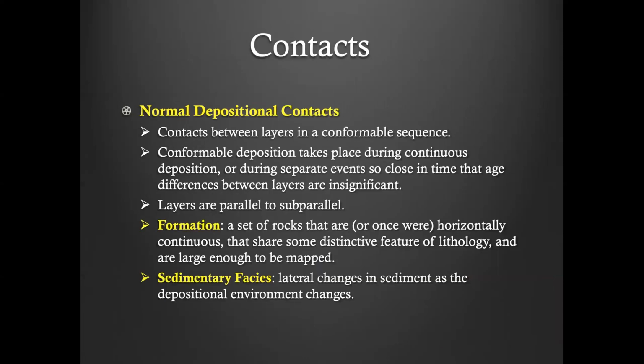Now I want to take a break from primary structures and non-tectonic structures and talk about depositional contacts, or types of contacts. When we're mapping in the field, one of the places where we collect much of our data is along contacts between igneous and sedimentary rocks, between sedimentary and metamorphic rocks, and within sedimentary rocks themselves. First we'll start with normal depositional contacts. This is what we typically think of when we're talking about sedimentary rocks: one layer is laid down and another layer is laid on top of it. And this is a conformable sequence.